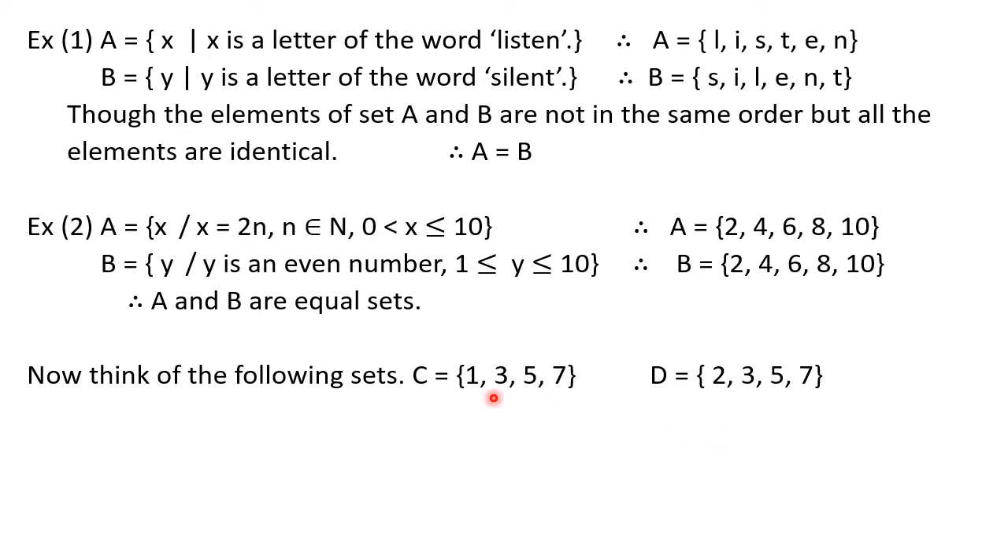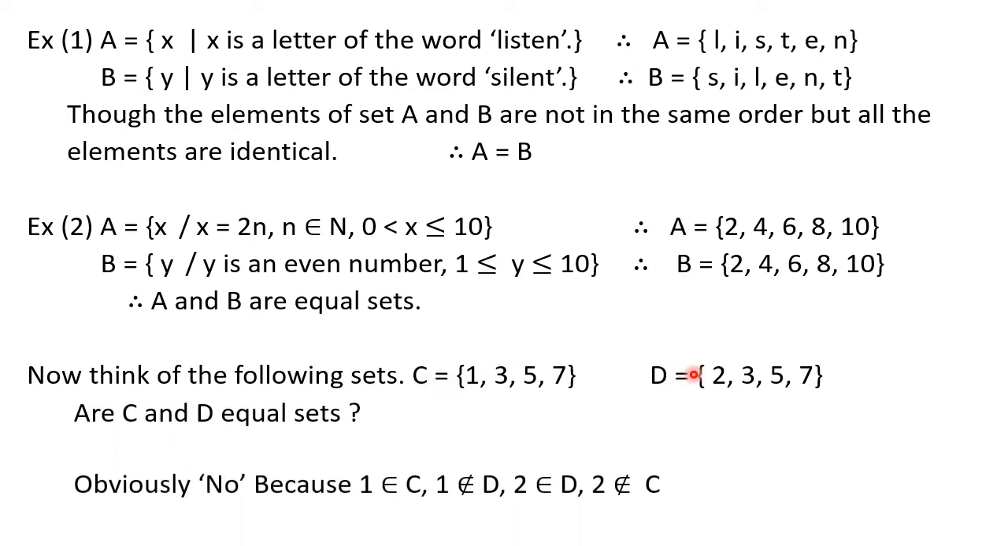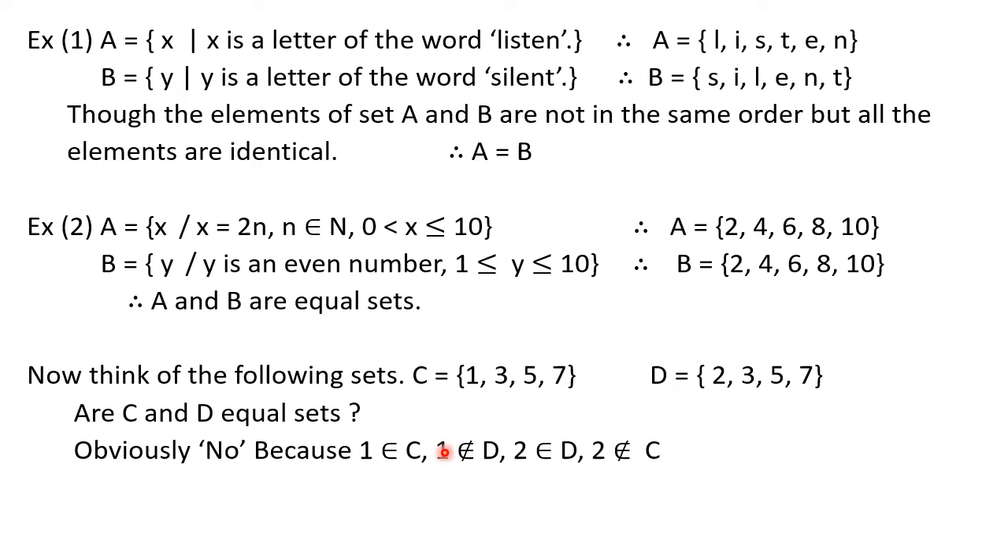Obviously the answer is what? No. Why? Because 1 belongs to C, but it does not belong to D. Okay, see here. 1 belongs to C, but 1 does not belong to D. Similarly, we can say that 2 belongs to D, but 2 does not belong to C. Means what? 1 is present in C, but 1 is not present in D. Okay, and 2 is present in D, but 2 is not present in C.